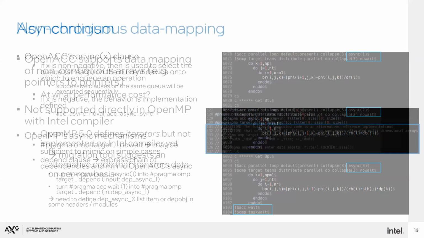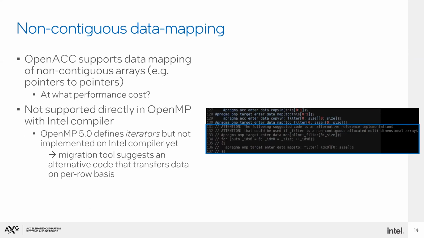Not, I'll move to the non-contiguous data mapping. This is something I found when translating a customer code written in C++, right? It was interesting to me to see that OpenACC supports data mapping of these non-contiguous arrays. That is basically when you have in C pointers to pointers, where you have one malloc that allocates the space for a number of pointers, and then you create a table with those pointers and allocate for each of these positions a new pointer, right? So that is supported in OpenACC.